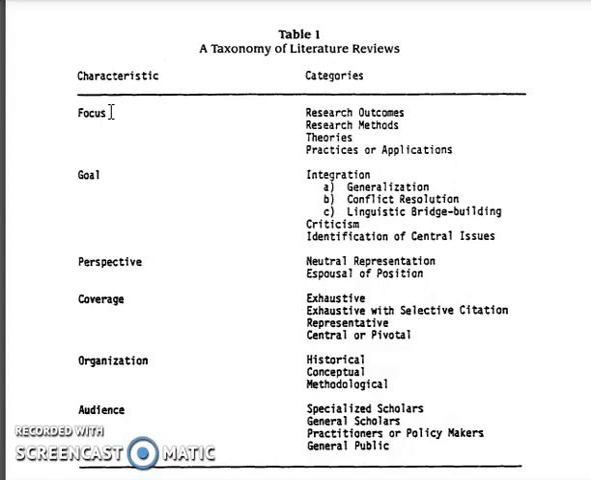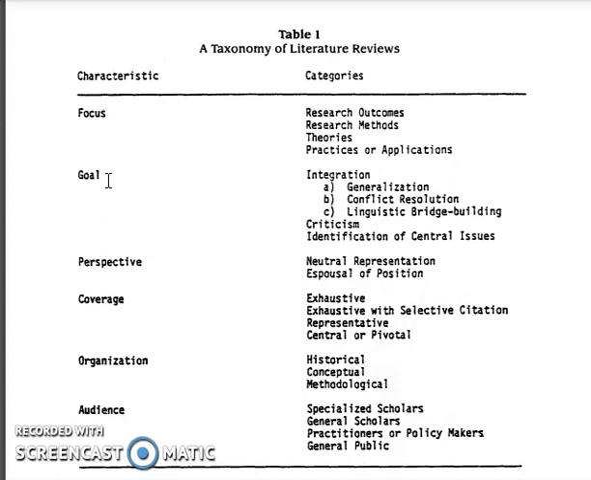So any research paper which compares or presents the research outcomes of different research or the methodologies or the theory development, or which discusses the applications, and that is the focus of the research paper, it is considered a good research paper for review.